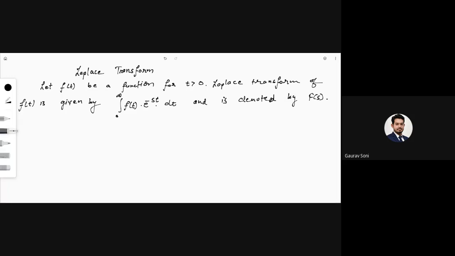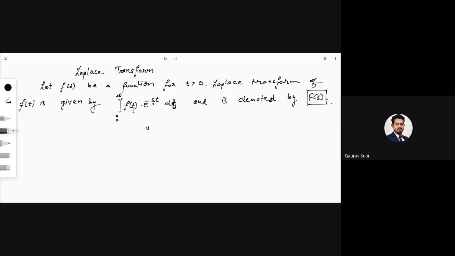As you can see, integration is with respect to t. There are two variables in this integral. One is t and the other is s. Since the integration is with respect to t, the limits of the integration are in t. So when you solve this integral, you will get a function of s. That function of s is called the Laplace transform and it is denoted by capital F of s.